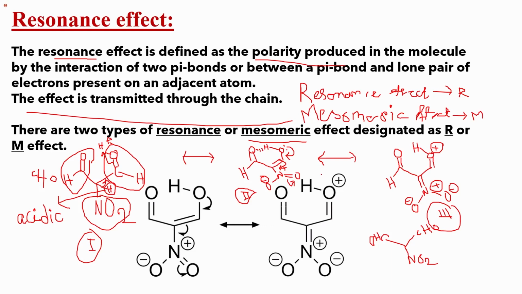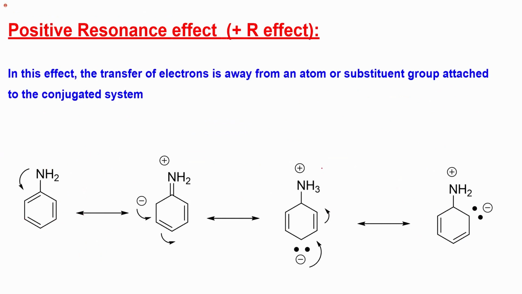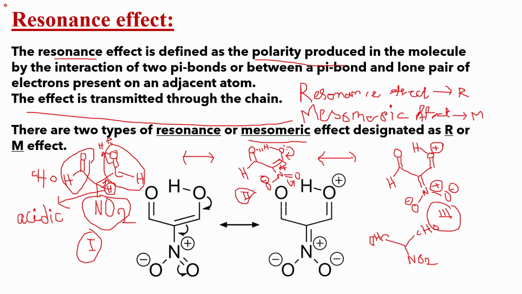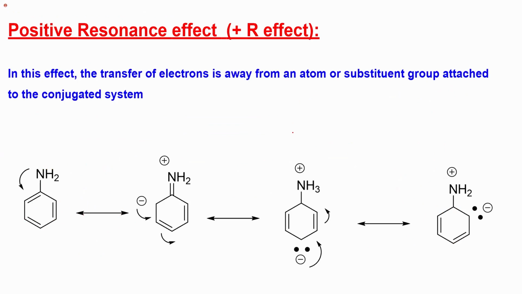Okay, now we'll go to the positive R effect, and as I already discussed here, there are two types of resonance effect, or mesomeric effect. Now, what are the two resonance effects? We'll see. One is called the positive resonance effect, or shortly the plus R effect. Why is it plus? You can see the name itself says plus R, or positive resonance effect.